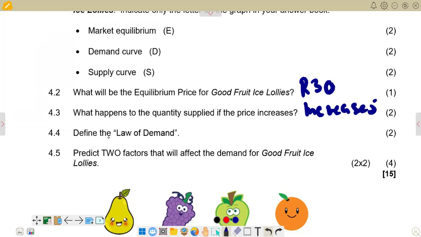Then we go to 4.4, define the law of demand. So the law of demand basically defines the relationship between price and quantity. On the law of demand, we are going to explain the relationship that we have between demand, the price and the quantity. So we're just going to say law of demand.